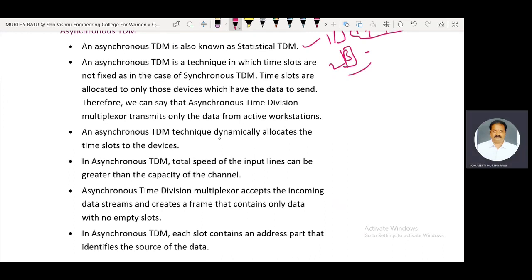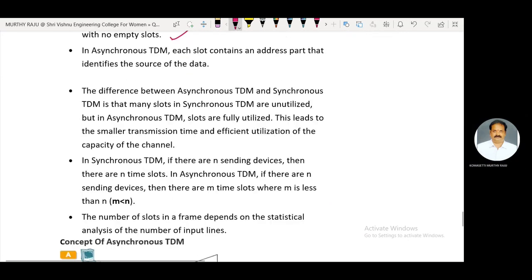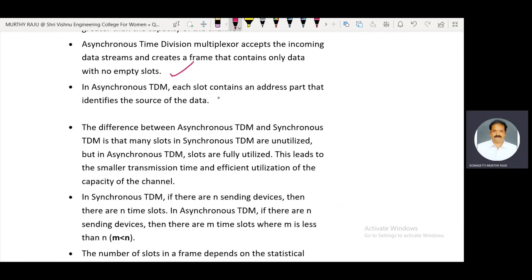An asynchronous TDM technique dynamically allocates the time slots to devices. In asynchronous TDM, the total speed of the input lines can be greater than the capacity of the channel. Asynchronous time division multiplexer accepts the incoming data stream and creates frames that contain only data with no empty slots. In the case of synchronous, some empty slots are also transmitted. In asynchronous TDM, each slot contains an address part, the identifier of the source of the data.